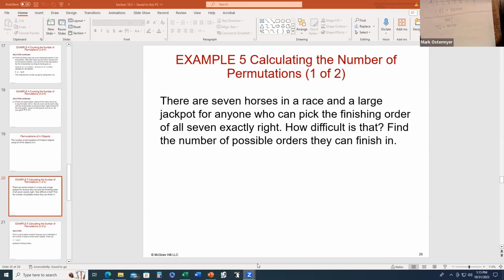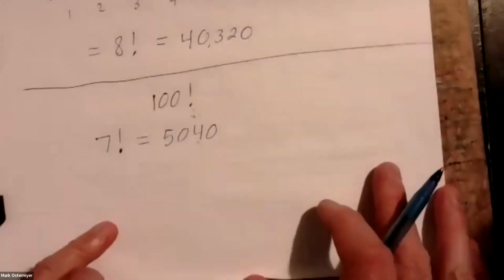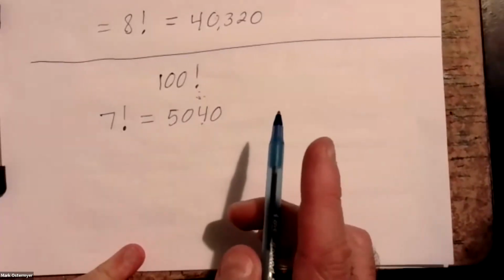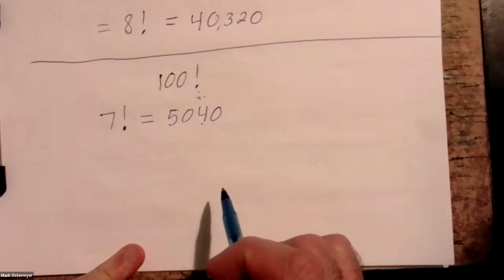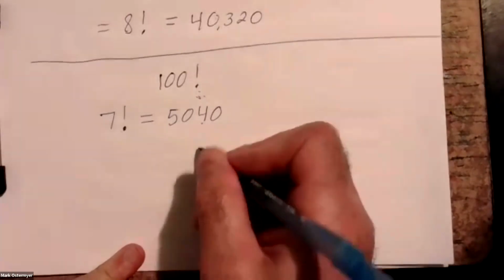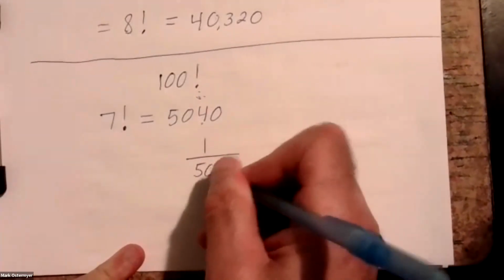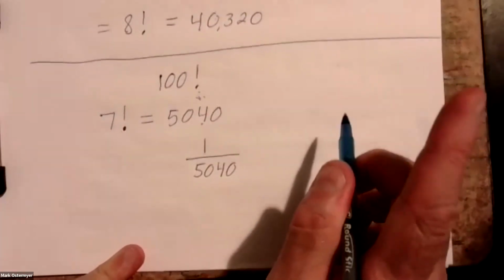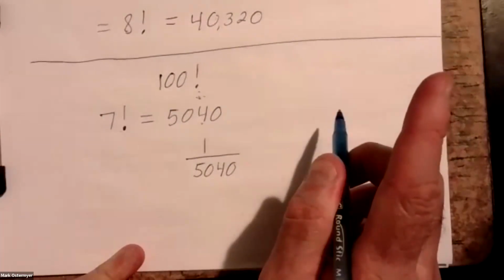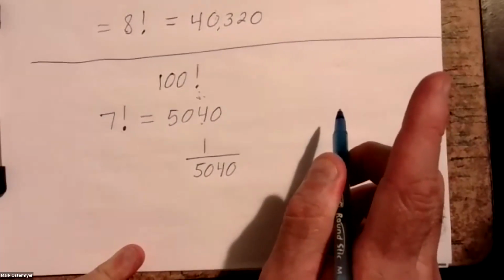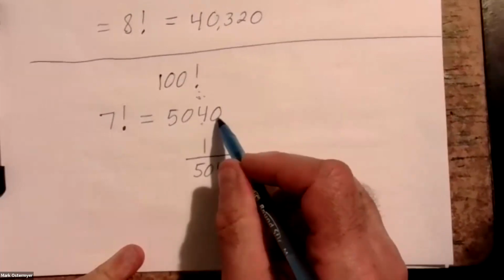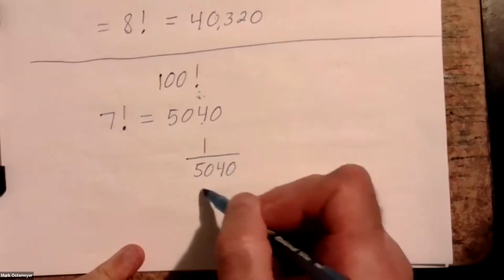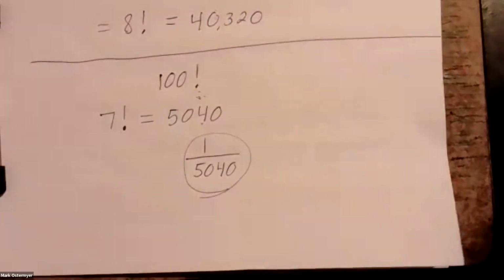So look at, if you bought one ticket that had these 7 horses finishing in one specific order from first to 7th place, your chance of winning the jackpot, ladies and gentlemen, would be 1 over 5,040. That's the probability of you having the winning ticket, because there's only one order that will win the jackpot, one specific order. There's 5,040 different possibilities. You choose only one ticket with one order, your chance of winning is this.